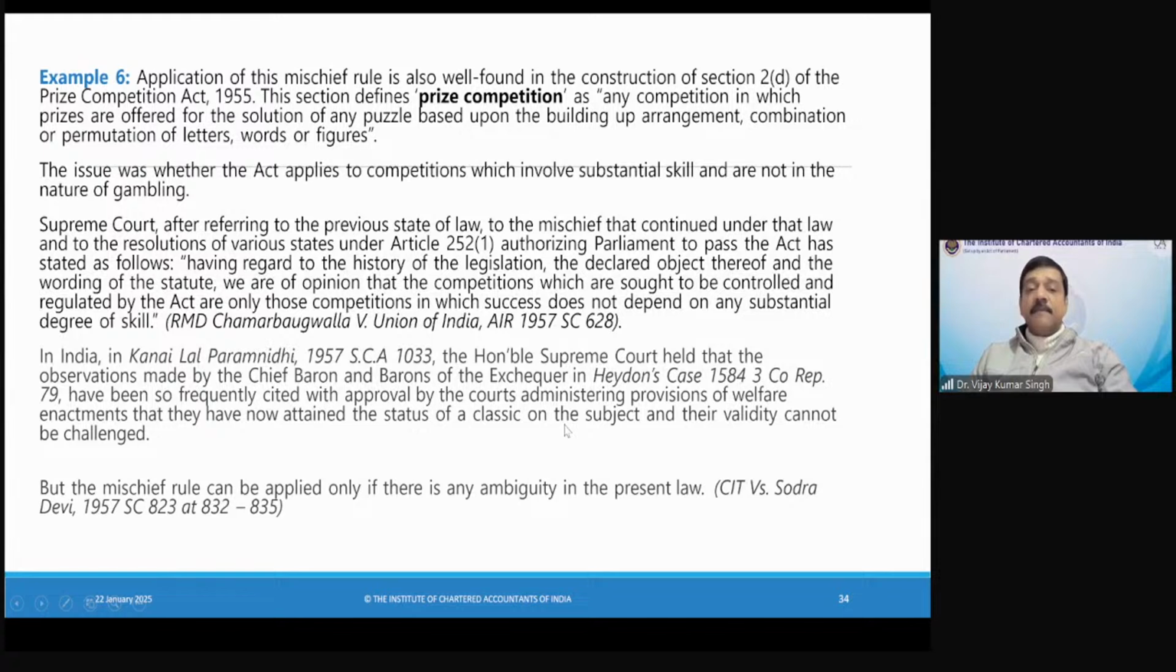Similarly, in another case, Kanai Lal Paramnidhi, the Supreme Court held that observations made by the Chief Baron and Barons of Exchequer have so frequently been cited with approval by the courts administering provisions of welfare enactments that they have now attained the status of a classic on the subject and their validity cannot be challenged. So mischief rule is very much ingrained in the interpretation framework of the Supreme Court. In CIT versus Sodra Devi, the court said that the mischief rule can be applied only if there is an ambiguity in the present law. In every situation, you cannot apply the mischief rule. When literal interpretation can be given, then there is no requirement of a mischief rule.